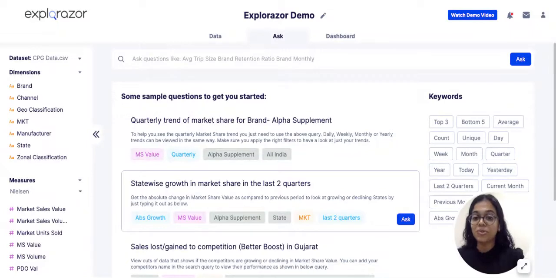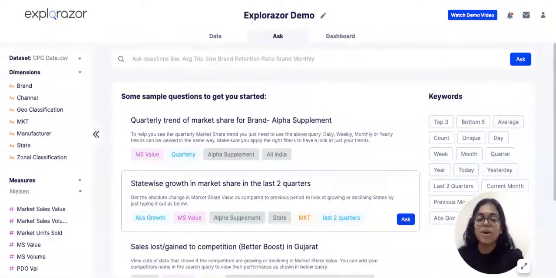Today I'm going to be showing you a working demo of Explorazor and how it helps users to perform root cause analysis and ad hoc analysis on the fly. But most importantly, you can do all of this independently on Explorazor.